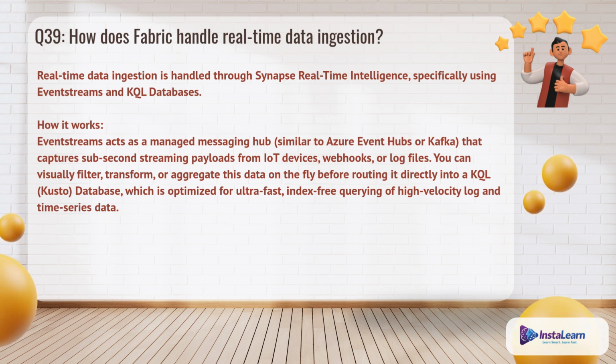Q39. How does Fabric handle real-time data ingestion? Real-time data ingestion is handled through Synapse Real-Time Intelligence, specifically using event streams and KQL databases. How it works. Event streams act as a managed messaging hub, similar to Azure Event Hubs or Kafka, that captures sub-second streaming payloads from IoT devices, webhooks, or log files. You can visually filter, transform, or aggregate this data on the fly before routing it directly into a KQL, Kusto, database, which is optimized for ultra-fast, index-free querying of high-velocity log and time series data.